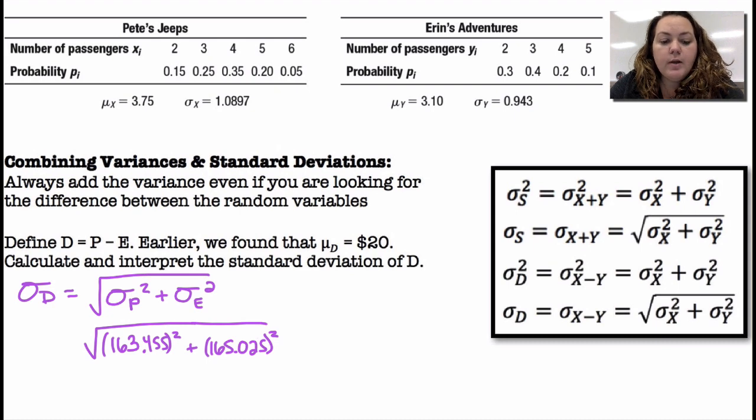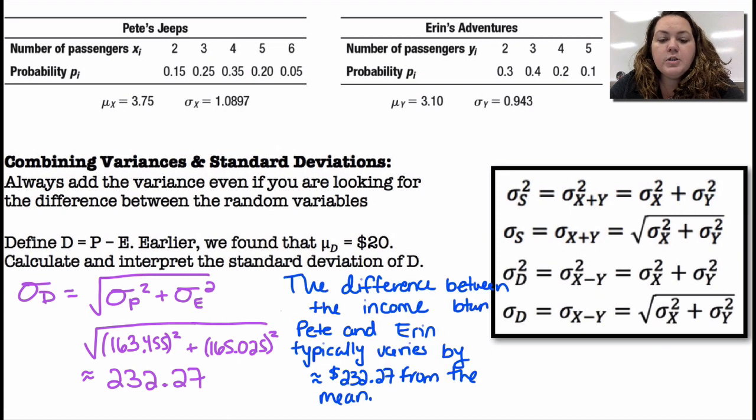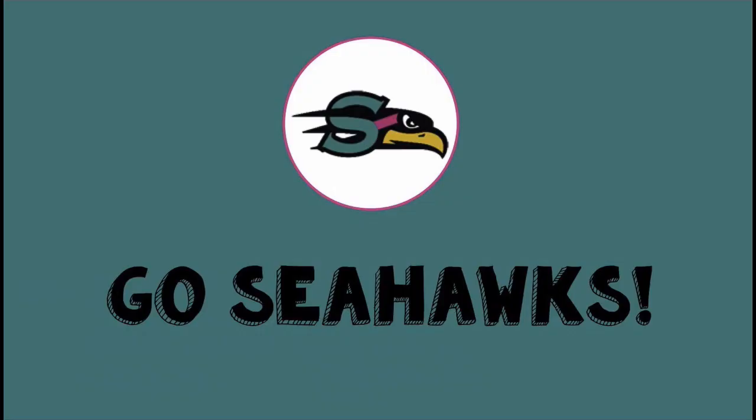So 163.455 squared plus 165.025 squared. Add those together, get the square root. We get about 232.27. Since I'm dealing with money, I went to 2 decimal places. So the difference between the income for Pete and Aaron typically varies by $232.27 from the mean. All right, go Seahawks.